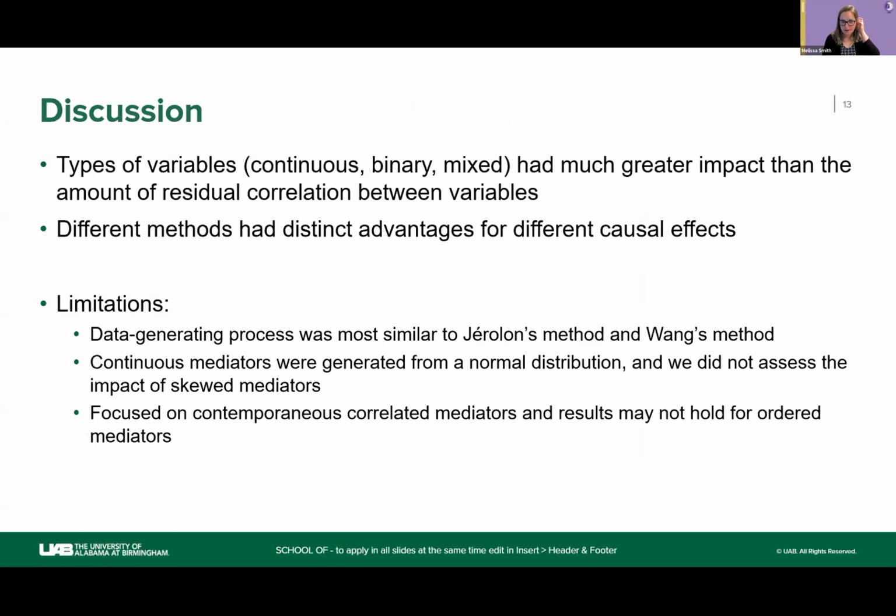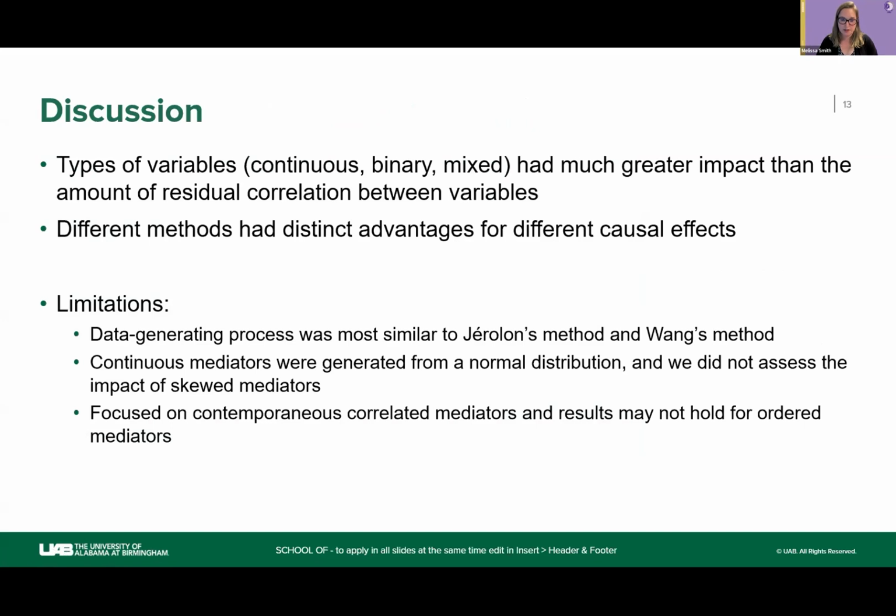So as a discussion, I just wanted to highlight some of our key findings. We found that the type of variables actually had a much greater impact on the choice of method than the amount of residual correlation, because all of these methods could handle the residual correlation and were appropriate for that. Different methods had distinct advantages for different causal effects as well, which was a very interesting finding.